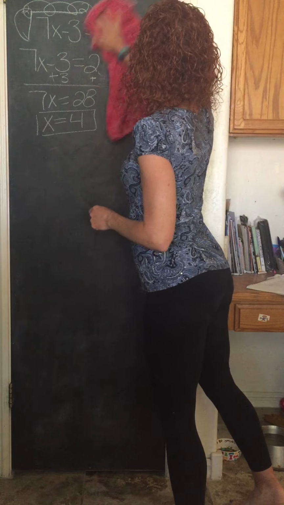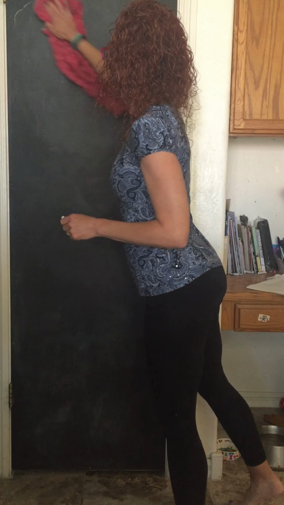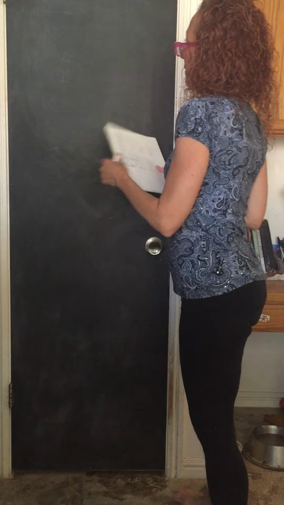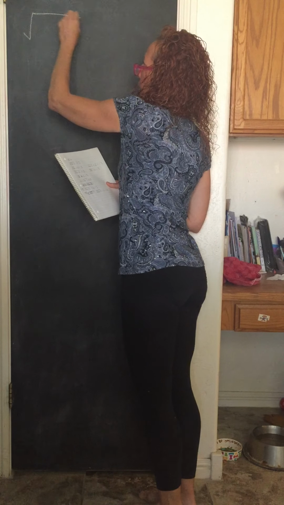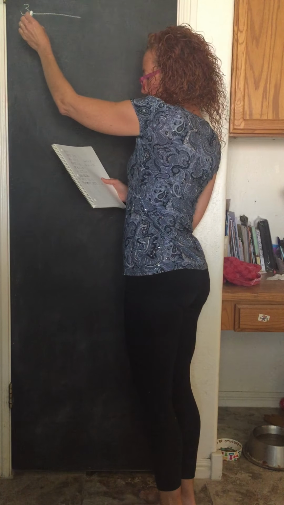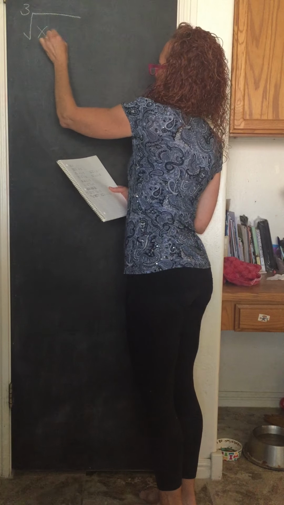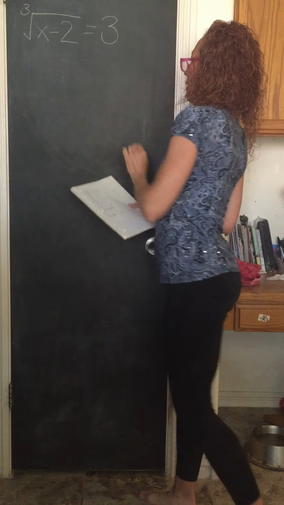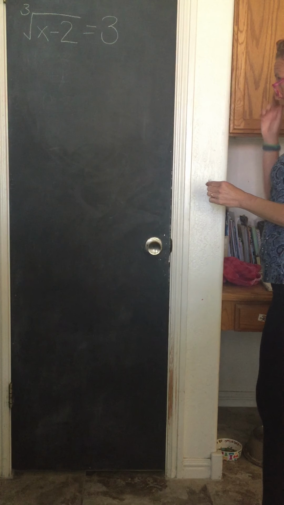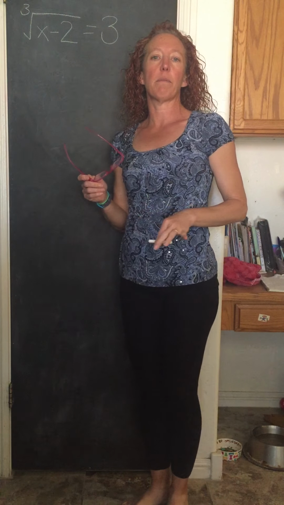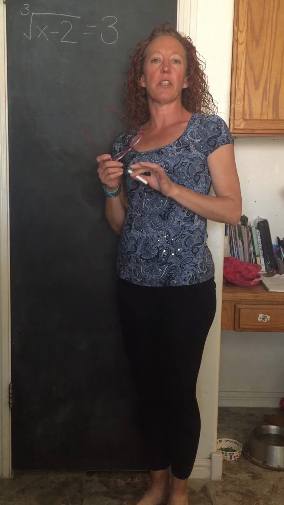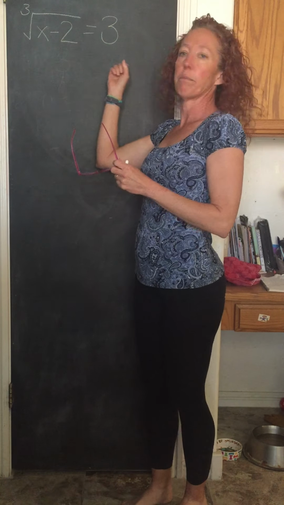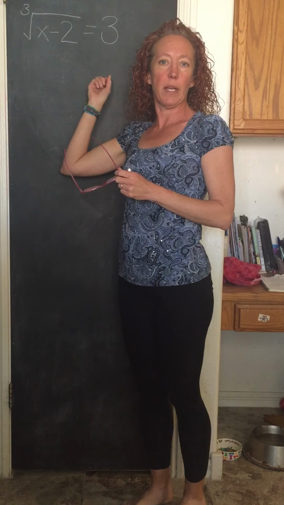Example number 3. What happens if it's not a square root? So what happens if it's a cube root? So let's say we have the cube root of x minus 2 equals 3. The rules stayed the same. We want to make sure that radical expression is isolated, or by itself, on one side of the equal sign. Doesn't matter if it's the left or the right.